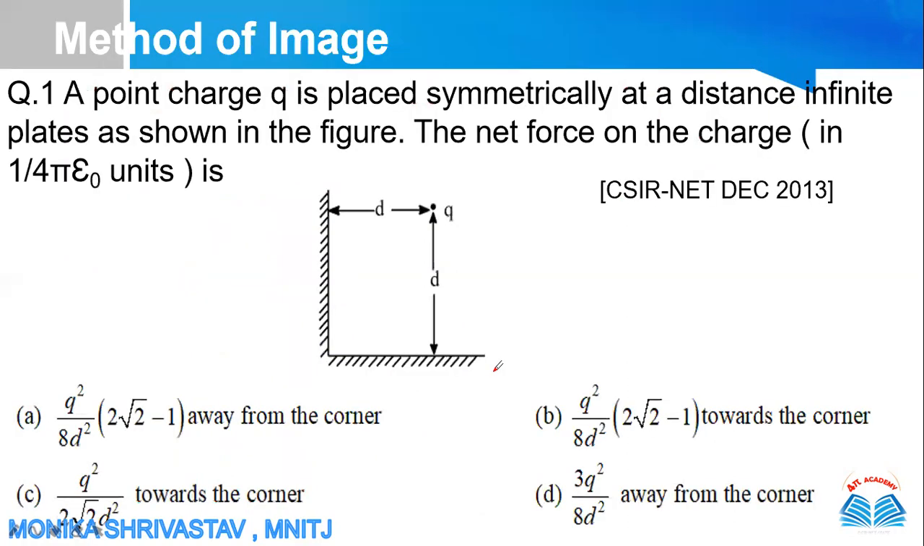Now we will solve some questions from previous year papers, and this is the same question. You now know the answer. A point charge q is placed symmetrically at a distance from infinite plates as shown in the figure. The net force on the charge is asked. This question is from NET December 2013. It was an easy question, and it looks easy now because we have solved this type of problem. So the same method we will follow.